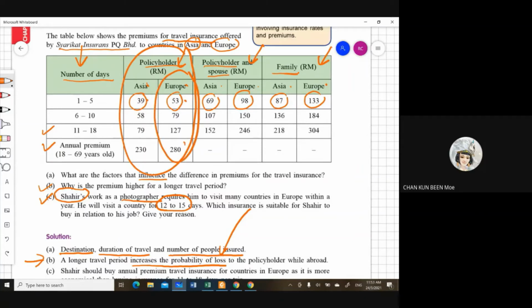So if he bought the annual premium, it costs 280. But if he buys this one, 11 to 18 days only, it costs 127. This is just for one time. Okay, so which insurance is suitable for Shahel to buy in relation? So if he is traveling many times, you see he visits many countries in Europe within a year. So this is just for one, he has to pay 127. If twice, he will have to pay 254 ringgit. Not much different from this one, right? And then if you go 3 times, it already exceeds the price of 280. So the better one is he goes for the annual premium.